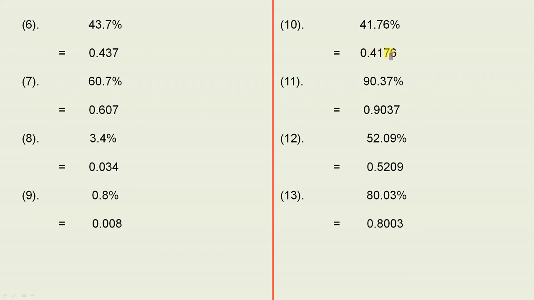41.76%, the answer. 90.37%, very straightforward. And 52.09% is straightforward. And this is also straightforward. So in each of those cases, just move the decimal point 2 places to the left and put a 0 in front.